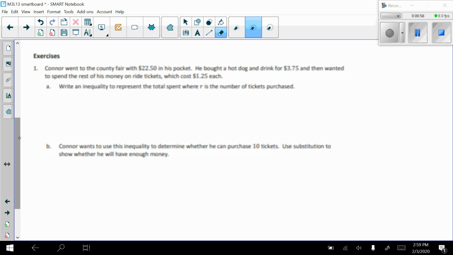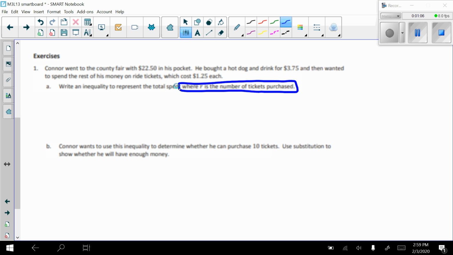So we know right away what our variable is. R is the ride tickets, which refers to the $1.25. We also know that all Connor has in his pocket is $22.50. He doesn't have any more than that. So he can't spend, and forget about credit cards, he can't spend any more than $22.50. So that means he can spend exactly $22.50 or less than. So less than or equal to $22.50.